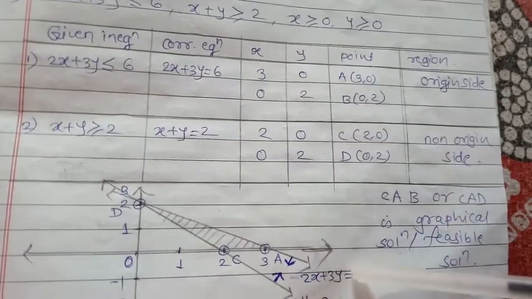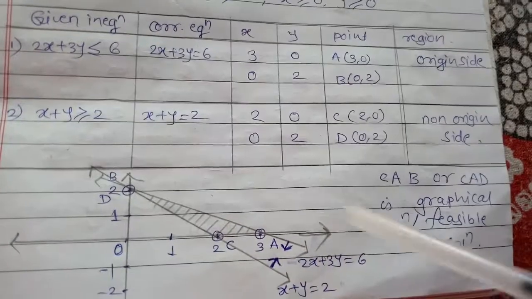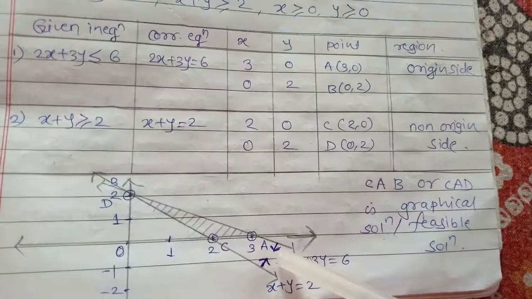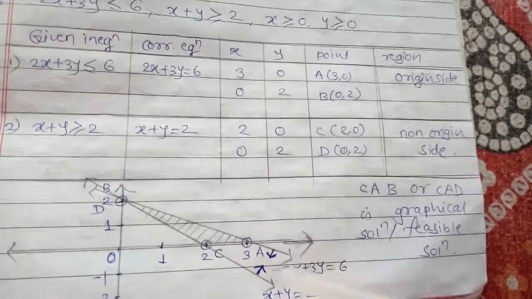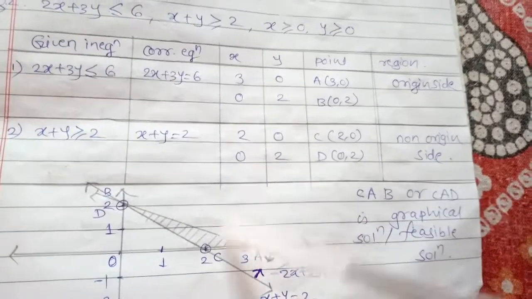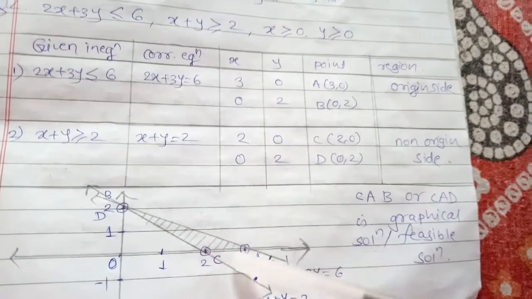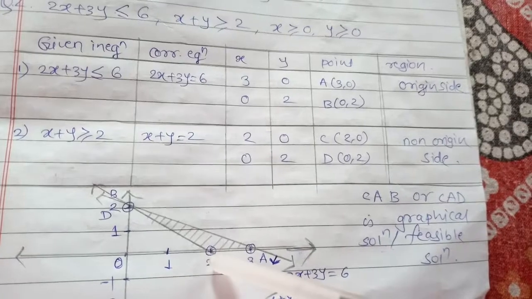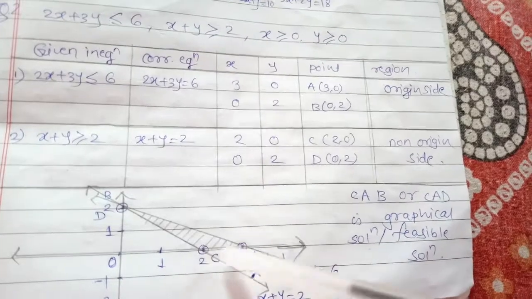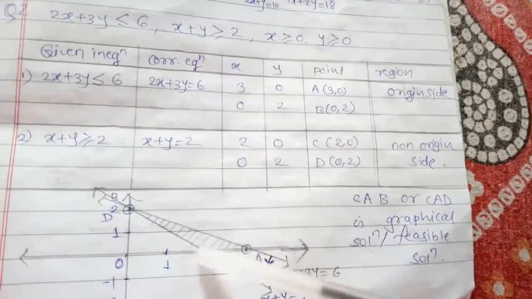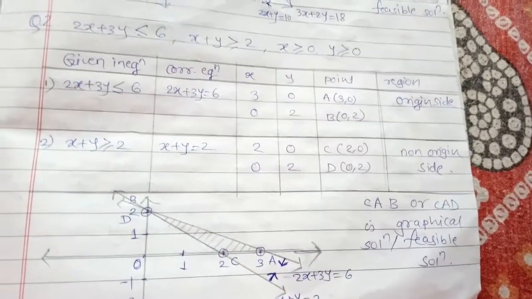Now see, for this line, that is 2x plus 3y, we have to draw the arrows on the origin side, means in this way. I draw here one arrow, and for the second one, this x plus y, we have to draw the arrow on the non-origin side, means in this way. So the common part of these arrows is this one. I draw here the lines. So this is the common region, from C, A, B, or we can say from C, A, D. So this part is called the graphical solution, or it is also called a feasible solution of these two inequations.